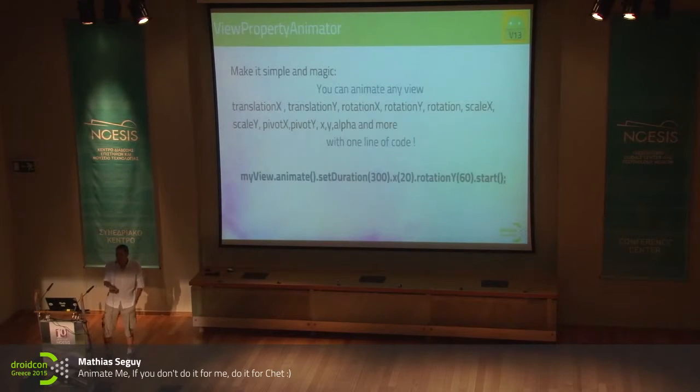So you say my view, I want to animate you, you give the duration, and you give which property you want to animate. You give the property and the target value, and you start, and it's done. You can do it for translation X, Y, rotation, scaling, and you can define the pivot, the center point. So it's really easy, and it can be done in a few lines of code. In your animation, you can just add this line of code, and quickly your user will see the difference.